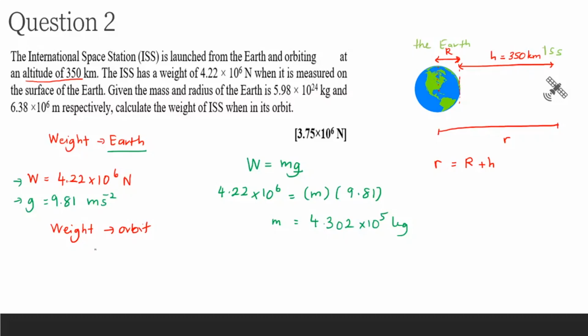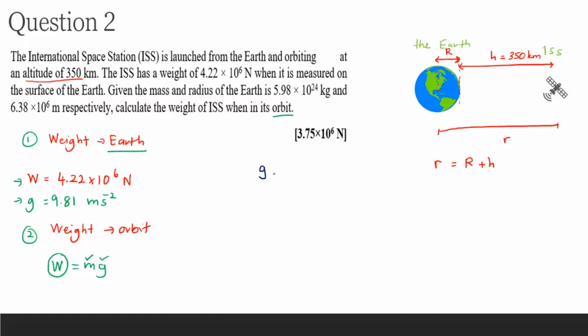So, macam mana kamu nak cari weight dekat orbit? Kita akan apply W equals mg. Ni untuk orbit pula ya. Okay, yang tadi kita dah settle dengan earth tu. Ni number 1. So, number 2, kita nak cari weight dekat orbit. Okay, nak cari weight dekat orbit, mass kita dah tahu. g macam mana? Okay, kita kena determine acceleration due to gravity or gravitational field strength at the orbit. Okay, where the ISS is. Okay. So, jom kita calculate g.